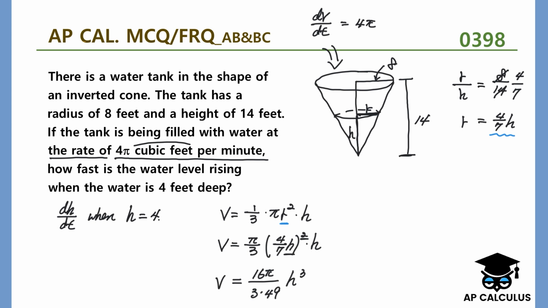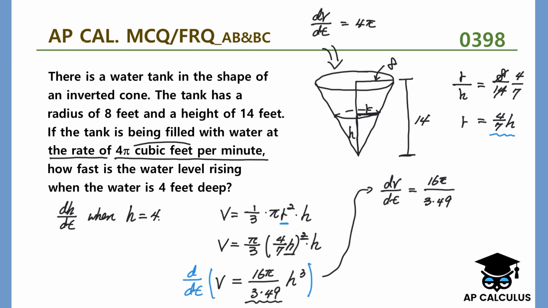Now we're going to differentiate this equation with respect to time t. Then what we have here is dV over dt is equal to, this is a constant, so leave this one alone, 16 pi over 3 times 49, and the derivative of h cubed, that's the power 3 h squared times the derivative of h itself, that's dh over dt. Okay, we're almost done.